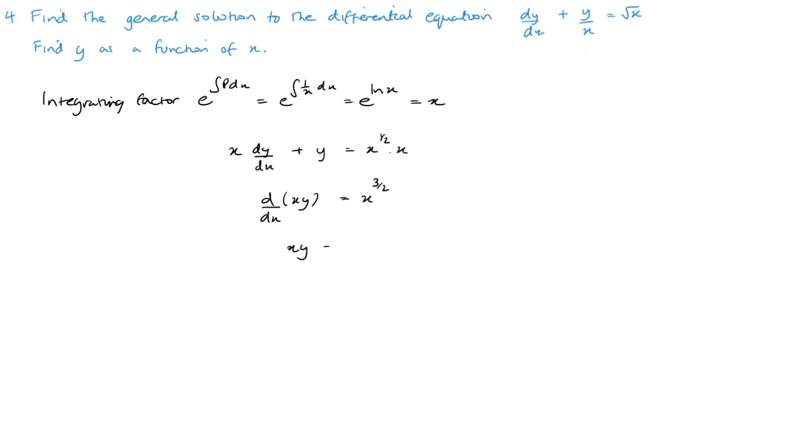Integrating both sides we get xy equals the integral of x to the power 3 over 2 dx, which is add 1 to that, so 5 over 2, divide by 5 over 2, so we get 2/5 plus c, and then divide by x, so that's 2/5 x to the 3 over 2 plus c over x. And that is question 4.